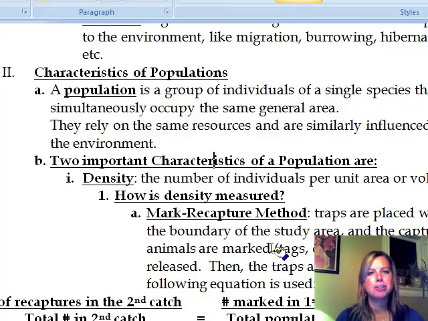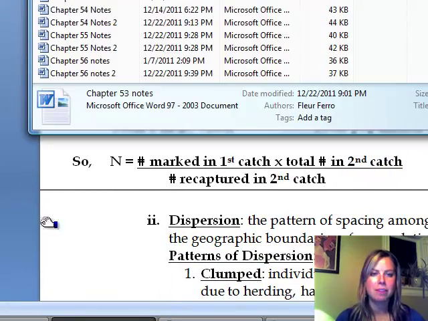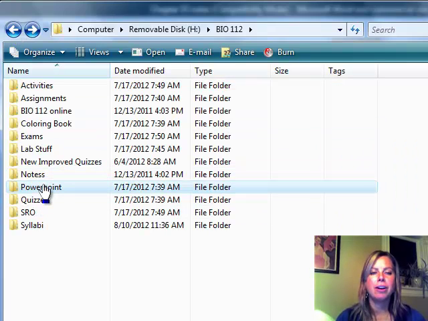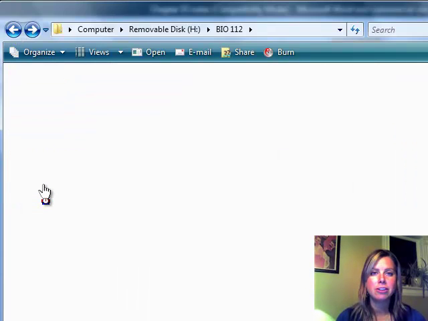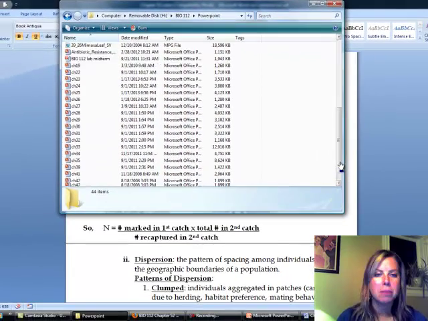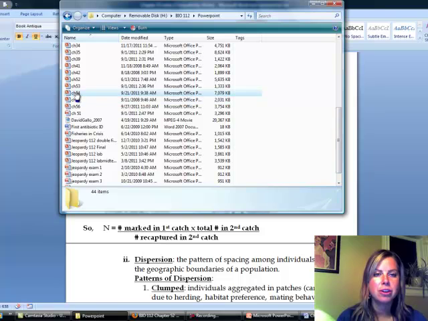you also need to make sure that the way you mark them is appropriate. Let's see if I can pull this up while I'm talking, but I've got a really good example of something that I did in undergrad that was probably not the best way to do a mark and recapture, and I'll show you why.